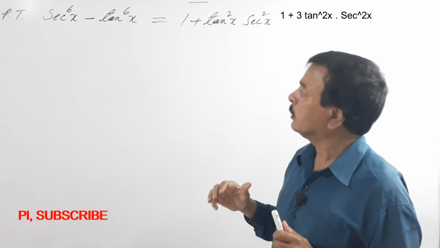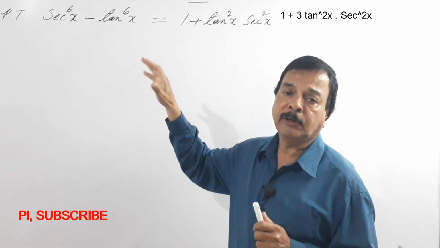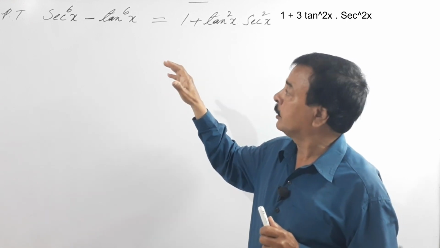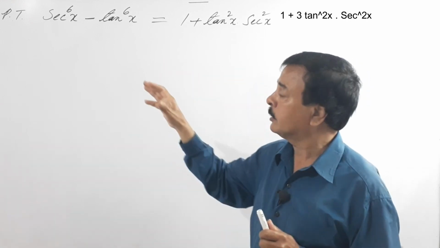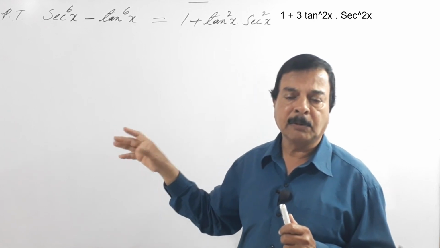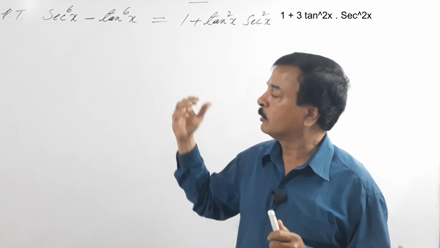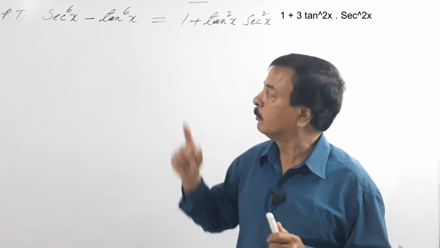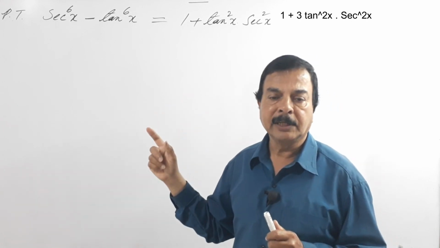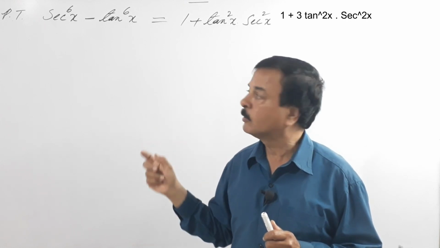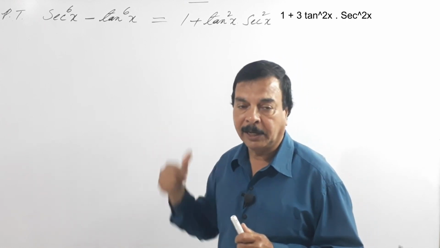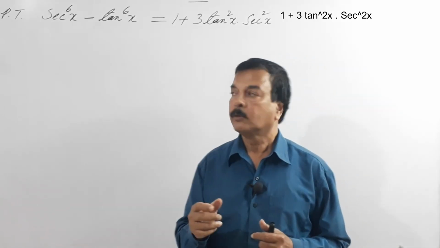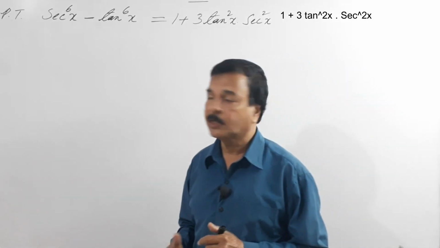See what has happened here. Most of them, the moment this is secant to the power of 6x and minus tan to the power of 6x, the moment they get this, they either ignore this problem because they'll have multiple choices, so they avoid this problem and they'll go for next problem. But I don't want you to do that, because this problem is very simple and very easy, provided you know the tricks. So let's start without any further delay. So dear students, we'll start this afresh.